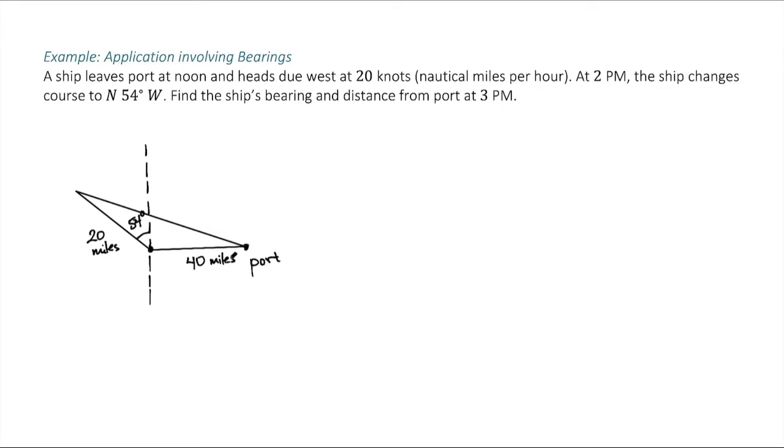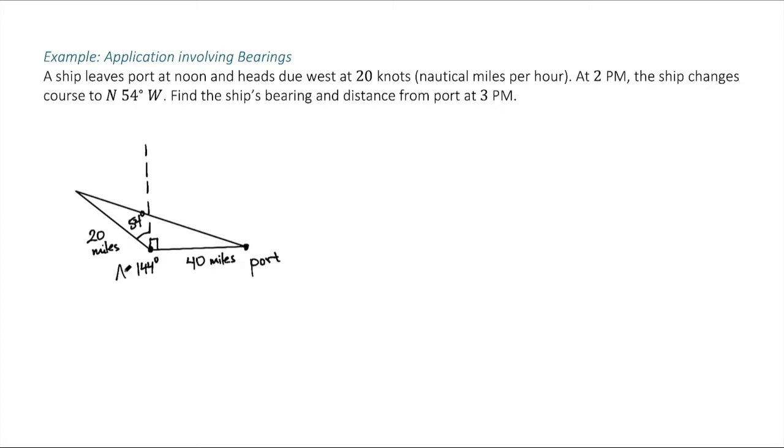So let's fill in what we know. First of all, this angle right here is 54 degrees. And we know that this angle is 90 degrees. So this angle as a whole is 90 plus 54, which is 144 degrees. So here we have a side-angle-side situation, so we can use the law of cosines to find this other side. Let's go ahead and do that first.